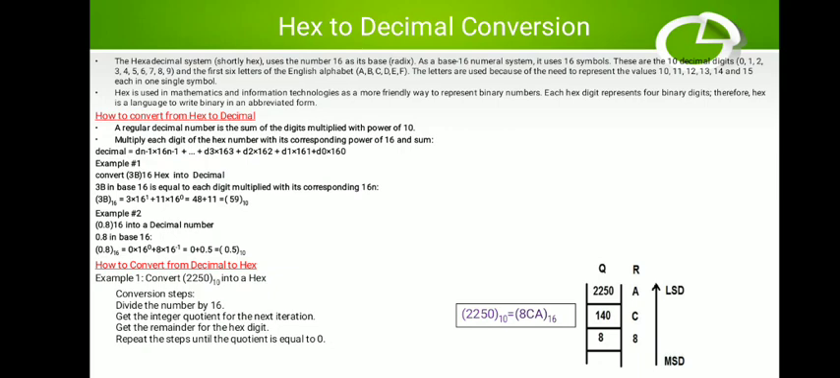plus the next number is 3 into 16 raised to 1, and then this is only 2 digits, so we'll multiply only by 16 raised to 1. So then that is equal to 59. The sum is equal to 59 to the base 10. This is how you convert an integer hex number into decimal.